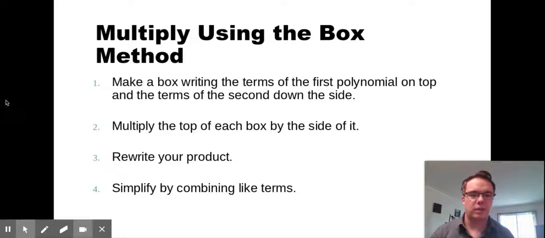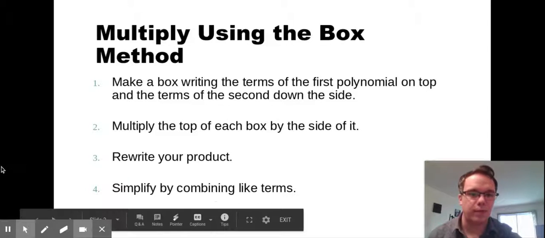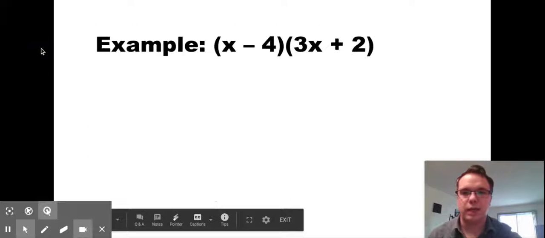And then we're going to multiply each term by each term, side of the box times top of the box. Once we've gotten all our boxes filled, we're going to write out our product, and then we're going to combine like terms. That's going to make a whole lot more sense when we do an example.